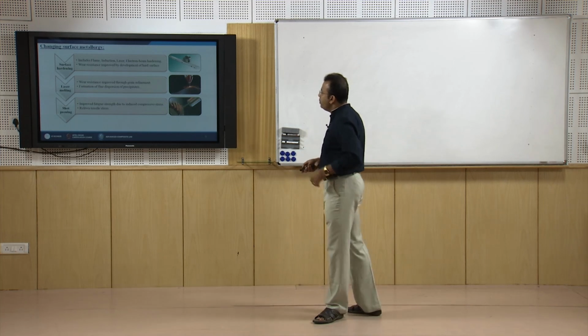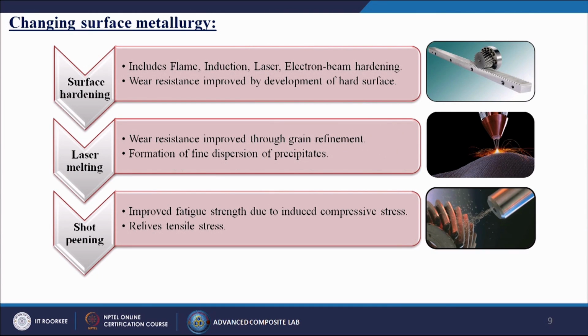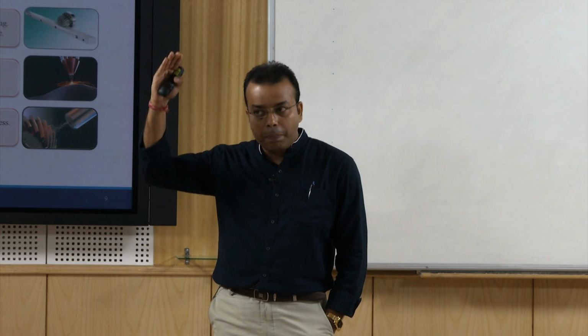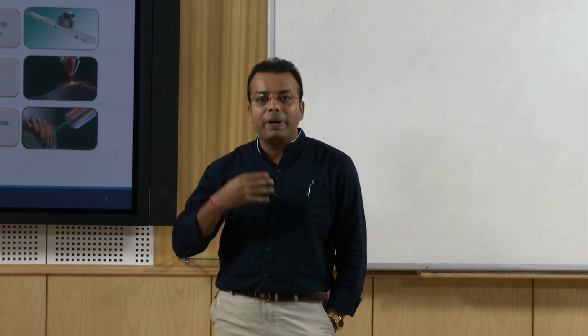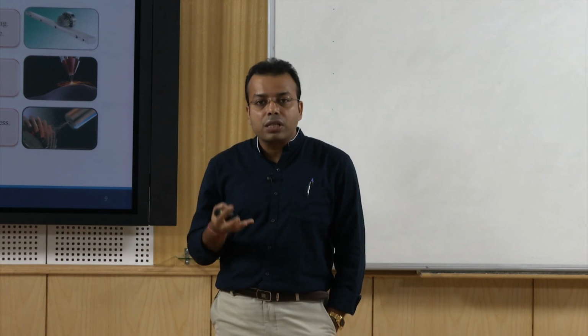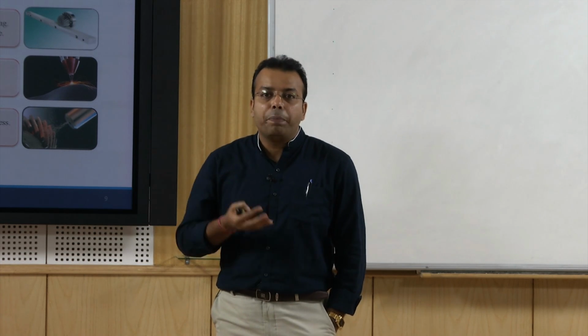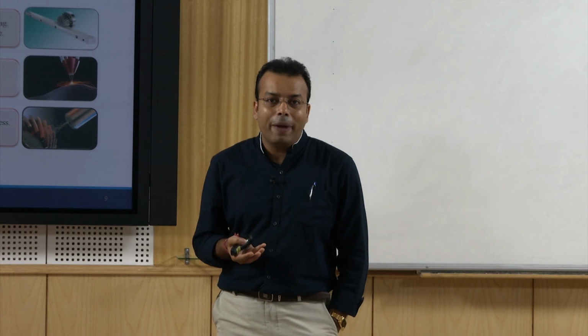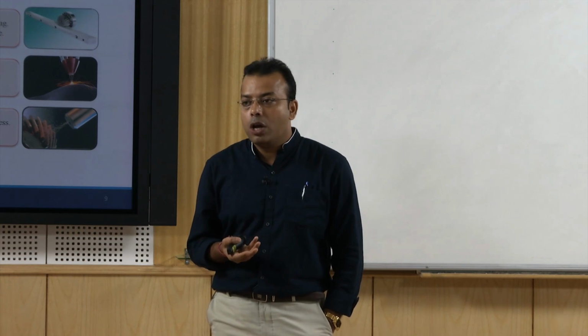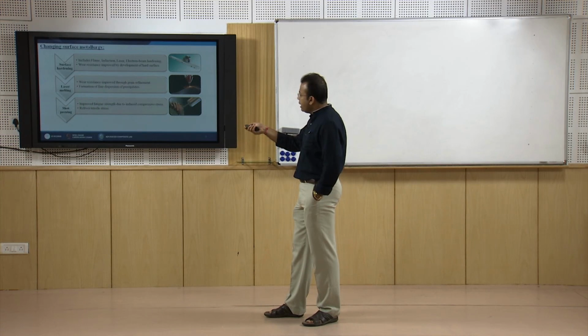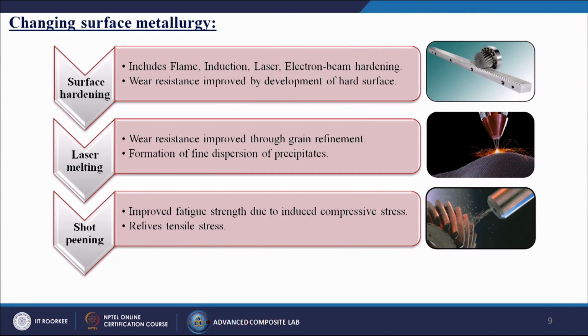Changing the surface metallurgy. By doing surface hardening, that means we are applying a certain kind of temperature, or in metallurgical terms a heat treatment process. We heat the material to a certain temperature more than its crystallization temperature, but below its melting temperature, so that the material properties can be changed and a new crystal structure can be formed. Thereby the material will behave in a good manner, and its physical or mechanical properties will be improved.